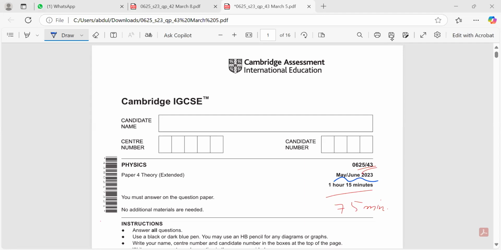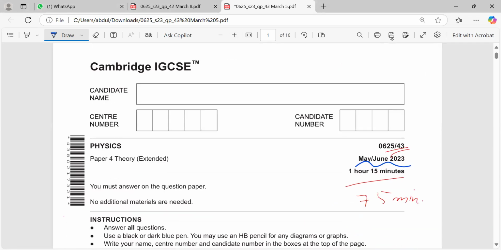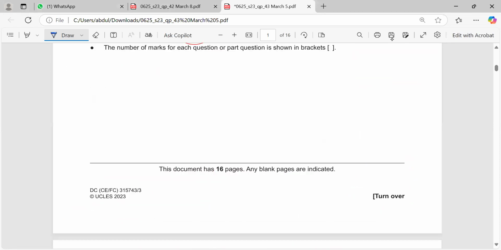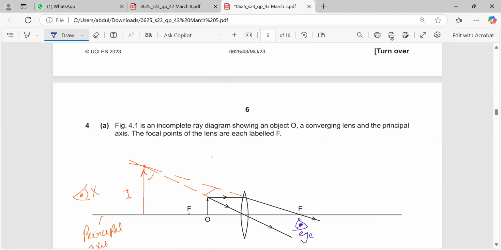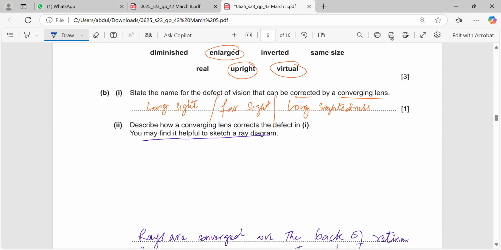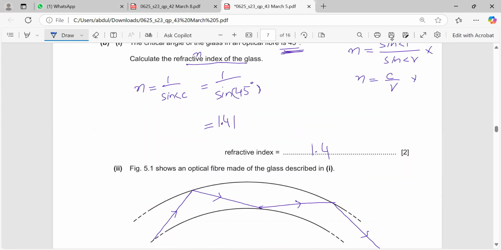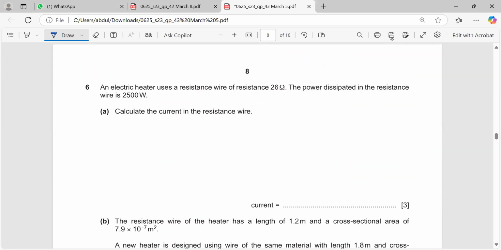Okay, my dear friends, so let's continue our revision on paper 4, 0625, paper 4, variant 3, May June 2023. Most of this paper we have solved already, and our discussion now, waves is solved, even thermal is solved, and electricity we did not solve.